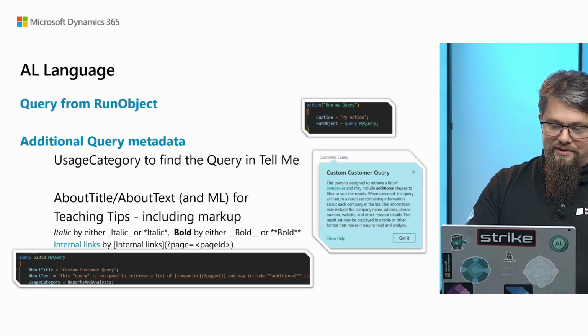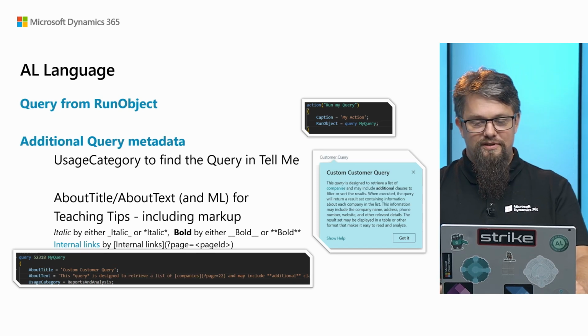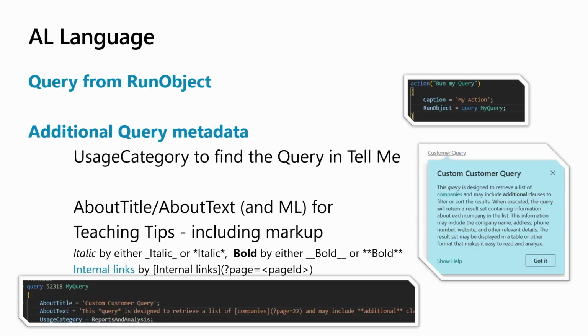Now it's time for queries. We made it possible to use queries in RunObject for actions, and now you can set the usage category to have a query show up in the Tell Me when a user searches for it. And with the About title and About text, you can build rich teaching tips, all of which can help your users get the most out of the queries you've built.